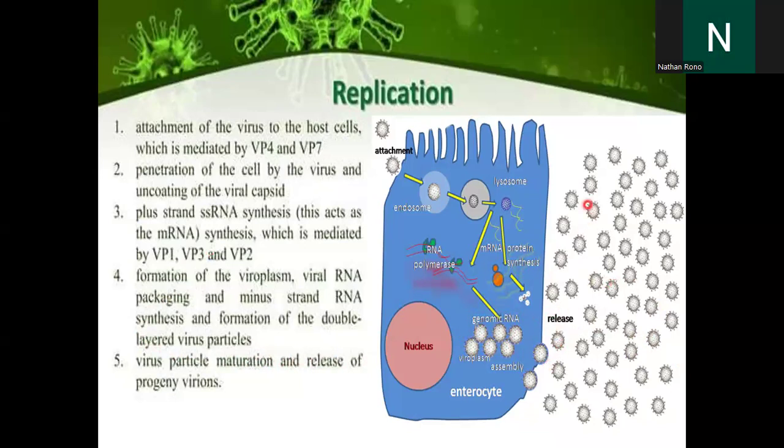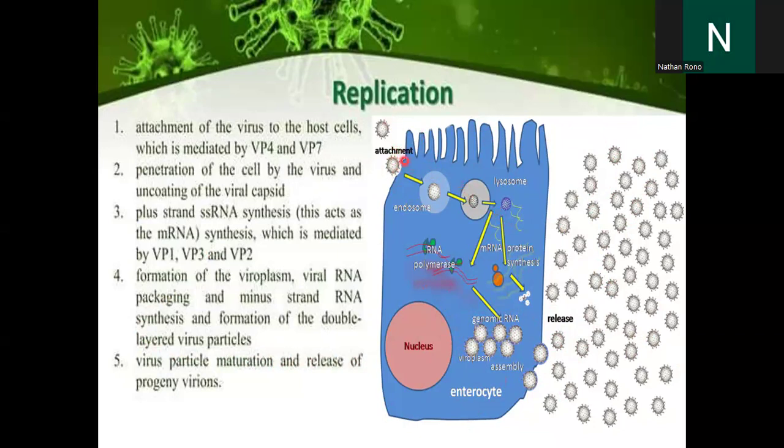So these are the replicated rotavirus. Okay, here they are. Can you see them? Enterocyte basically means a cell lining the GI tract. And here's the nucleus. Have you understood how they replicate?